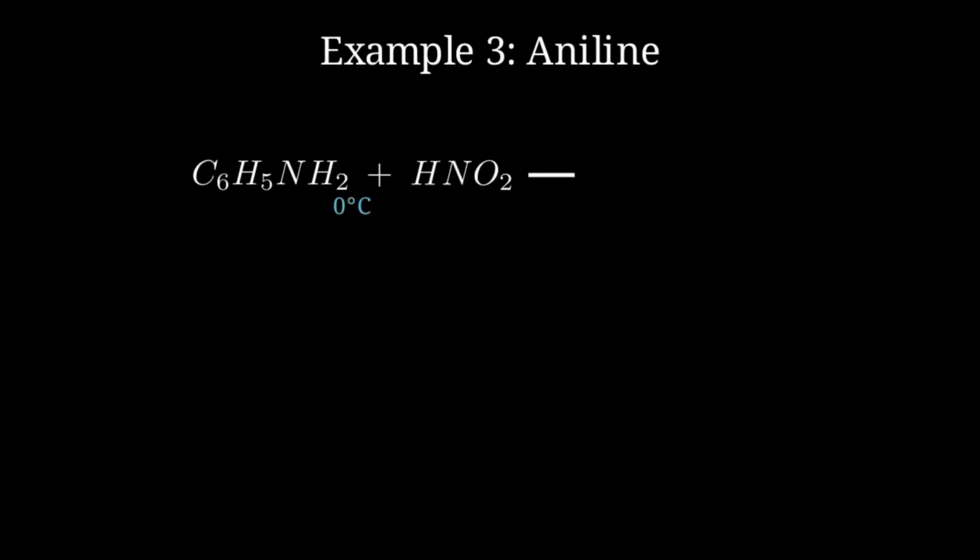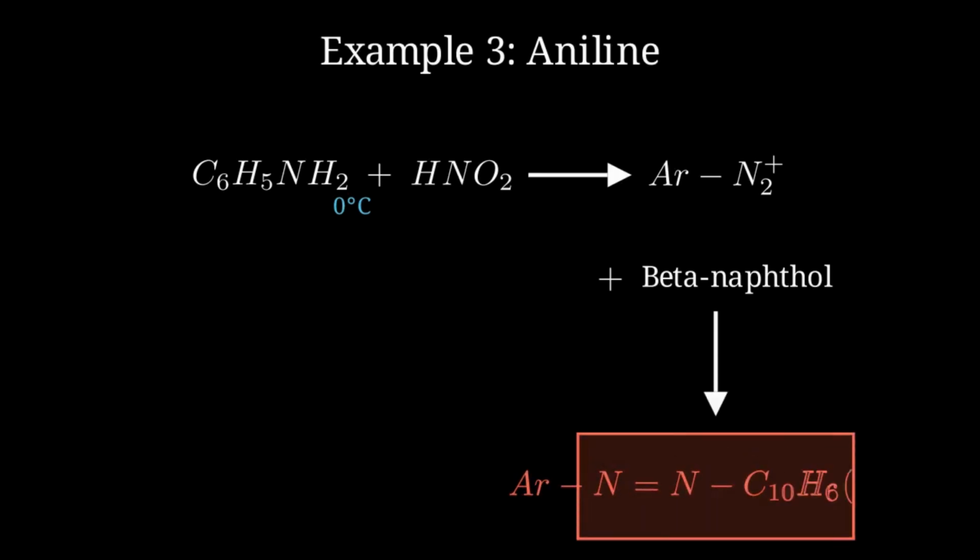When testing aniline, a primary aromatic amine, we see no gas at 0 degrees. However, if we add an alkaline solution of beta-naphthol, a brilliant orange-red precipitate forms. This dye test confirms the primary aromatic structure.